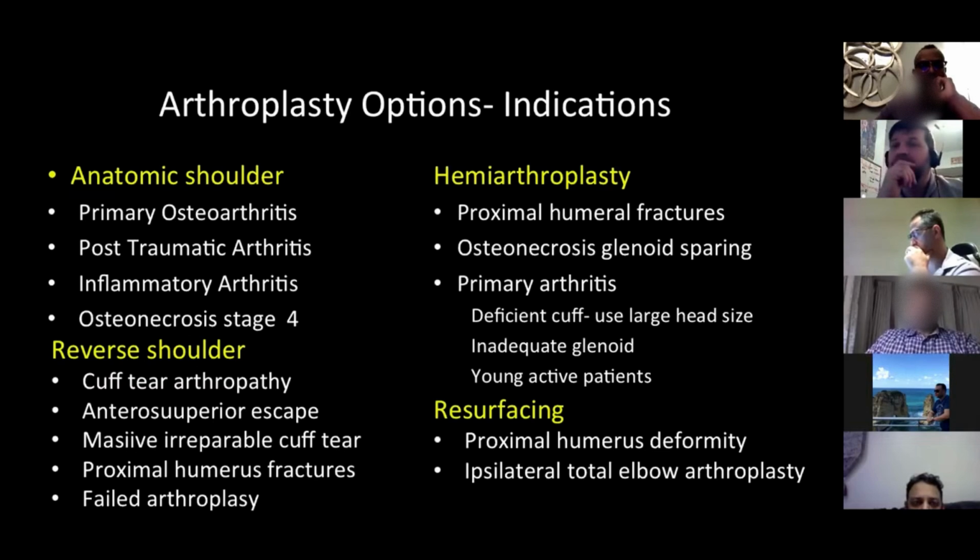Now coming on to the options available in arthroplasty. Anatomic shoulder arthroplasty is the preferred surgical option in primary osteoarthritis, post-traumatic arthritis and inflammatory arthritis, and stage 4 osteonecrosis of the humeral head with glenoid involvement.